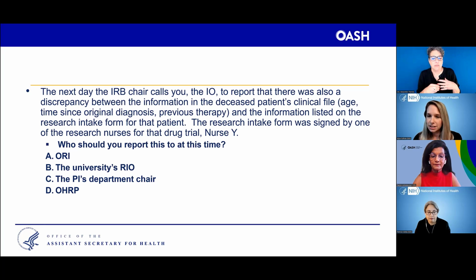Again, it's A, B, C, OHRP, and PI. All right. We're seeing some B's, A, D, all. We're kind of all over the board here. We've got a little bit of everything. All answers are correct, actually, but one or the other is not correct.